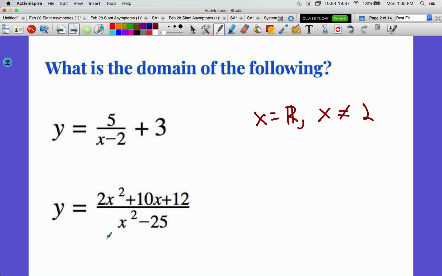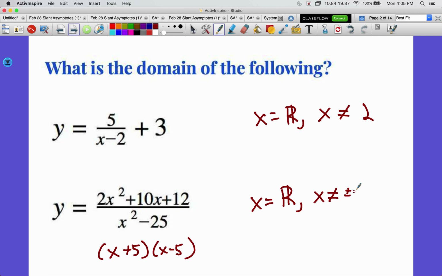Here, it takes just one more step. We have to factor the bottom. We'll factor into x plus 5 and x minus 5. The values that make these equal to 0 are negative 5 and 5. So we can just say x equals all real numbers, except x cannot equal plus or minus 5. Both of those values will cause us to divide by 0. All right, and that's all we need to do for these. We almost always start with x equals all real numbers and then exclude our excluded values.